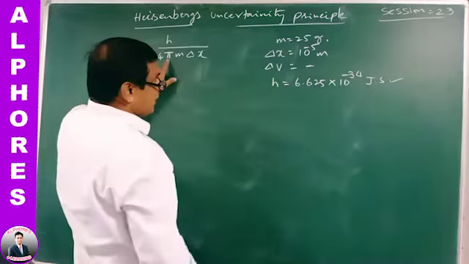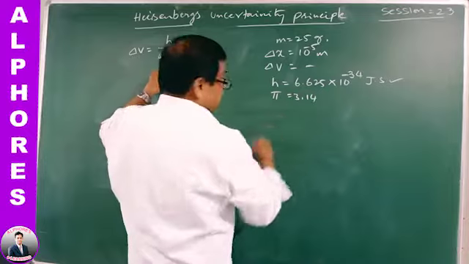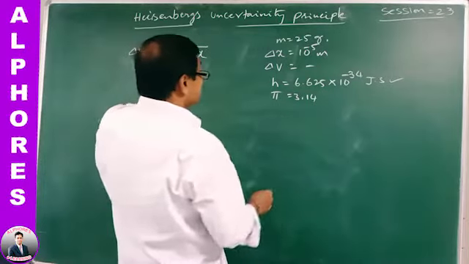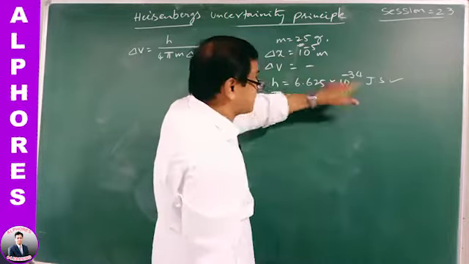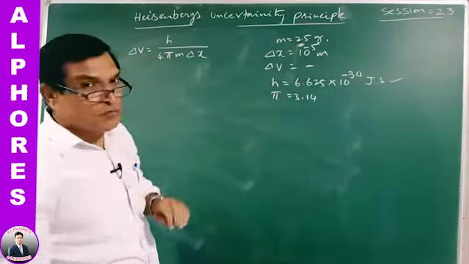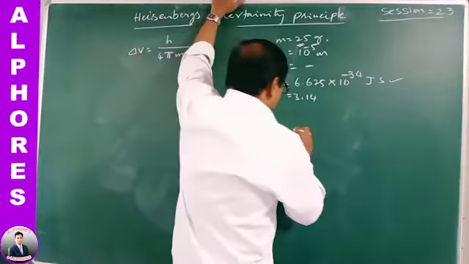Consider the value of pi. We know that pi is equal to 3.14 or 22 by 7. The mass of the particle is given in grams, and the rest are all in SI units. So that 25 grams we should convert to kg. How to do that?